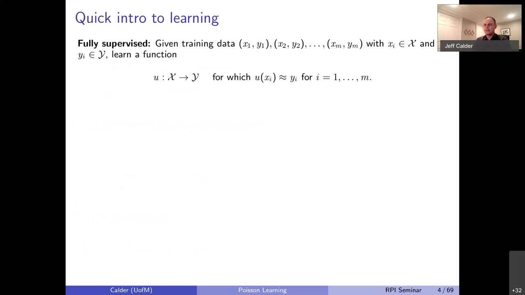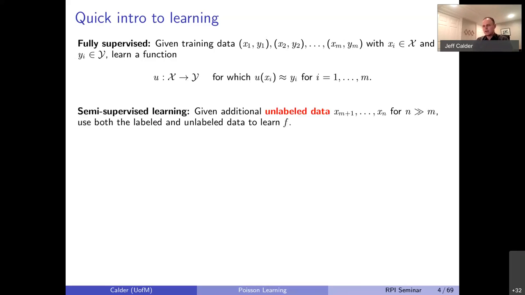So let me quickly give a brief intro into learning theory. Lots of people might be familiar with fully supervised learning. This is the setting where you have some large amount of training data. These are data-label pairs, xi and yi. The xi's are the data points, and the yi's are the labels. The goal is to learn a function that generalizes the rule that xi maps to yi. So you're learning this function from the data space to the label space, and this could be, say, a deep neural network.